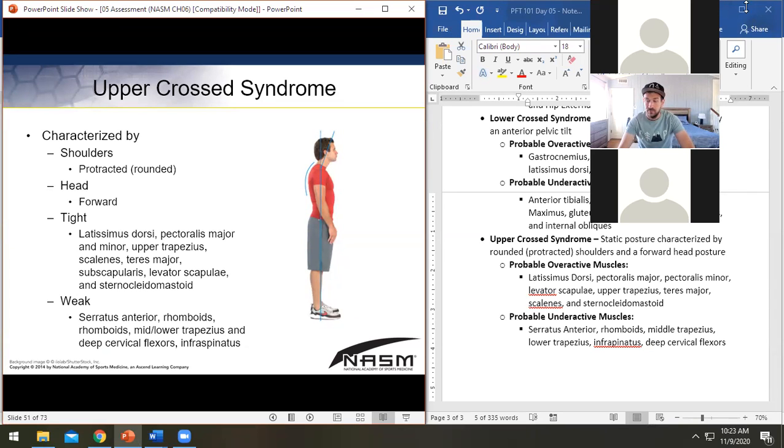And these that you just went over were for lower cross syndrome, right? For anterior pelvic tilt. Yep. And then the tight muscles would be, like you said, lats, hip flexors, low back. Sometimes there are certain adductors too that pull down in the front, and there's other adductors that pull down in the back. So it's not all of the adductors, but some of them.